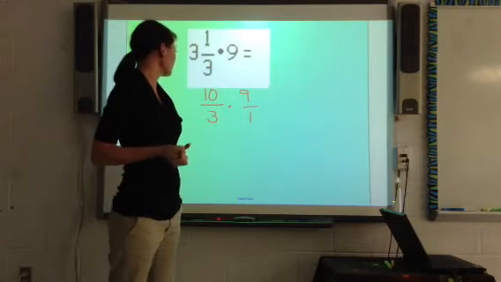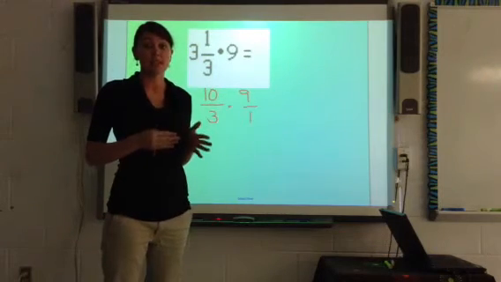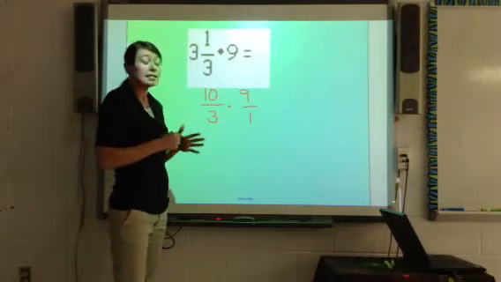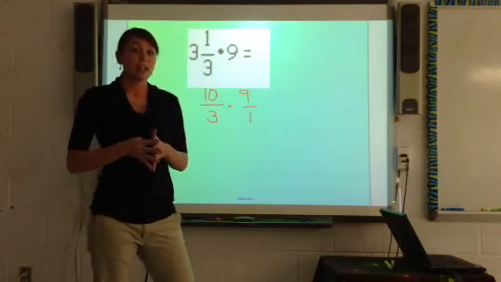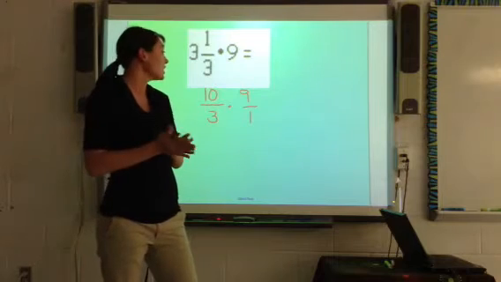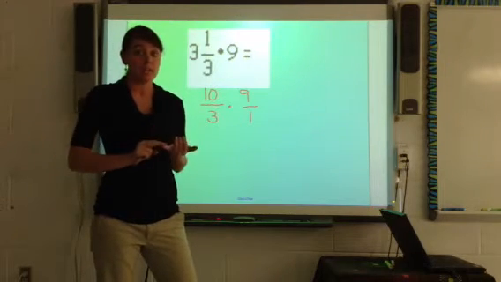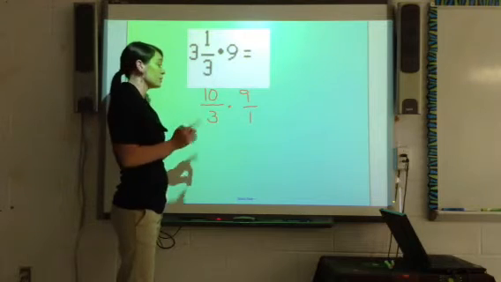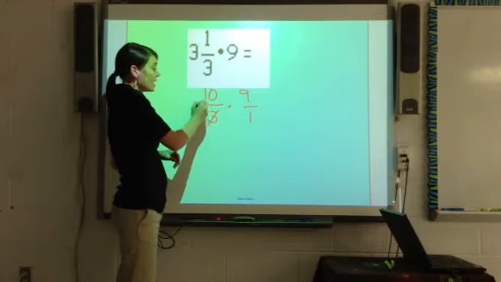Now I'm ready to go to the next step, which is cross-canceling. I'm going to look at my diagonals and I'm going to ask, is there a number that can go into both 9 and 3? Well, there is a number that can go into both of them, 3. How many times does 3 fit into 3? One time. So that's where I cross out the 3 and I make it a 1.